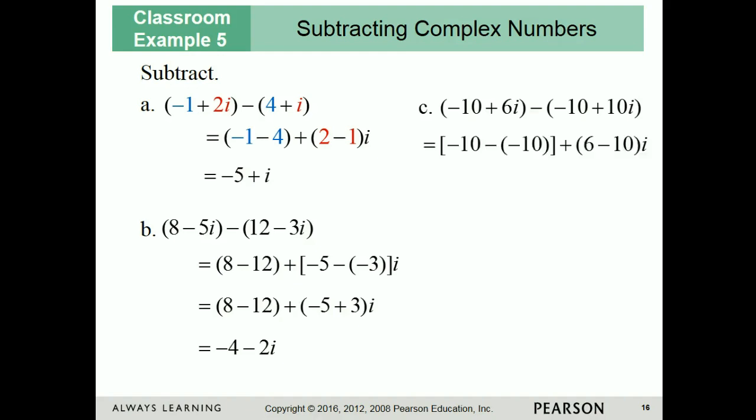And then C is a similar situation, combining the real parts and the imaginary parts, distributing that negative throughout the latter term of the difference. And notice here we come up with a pure imaginary number because the a part of the standard form is 0, so we get a pure imaginary number there.